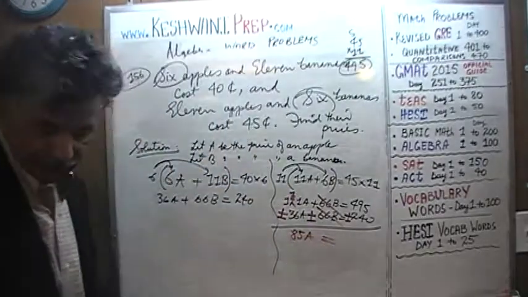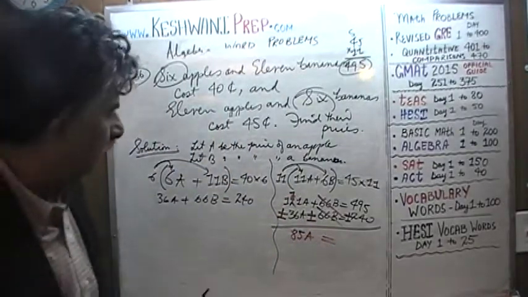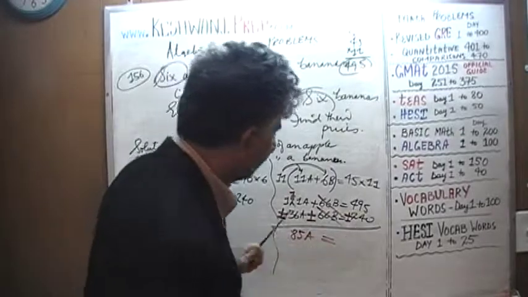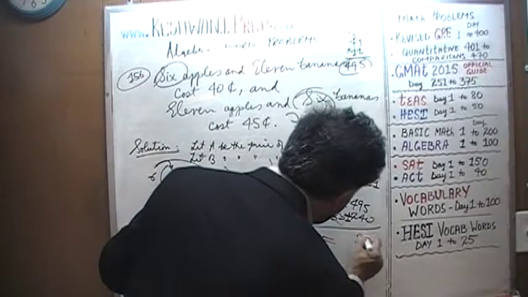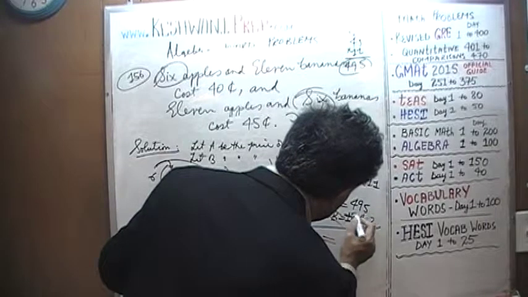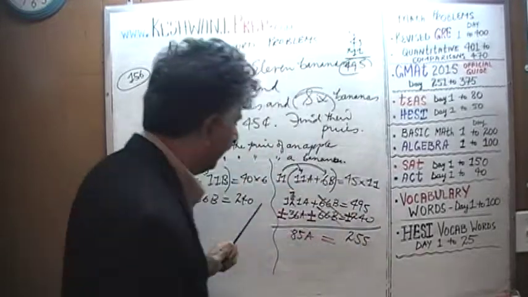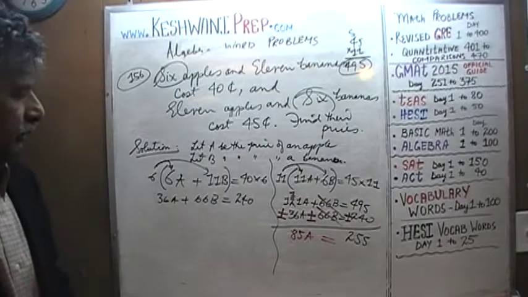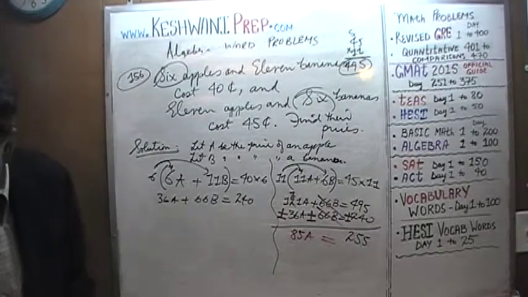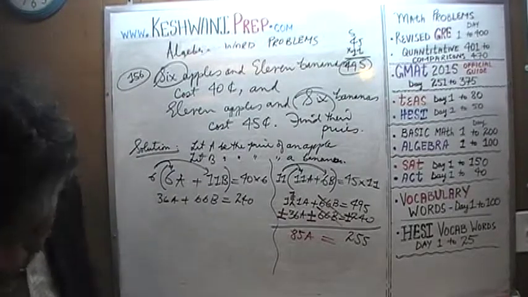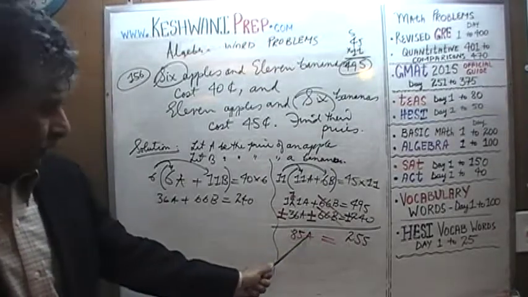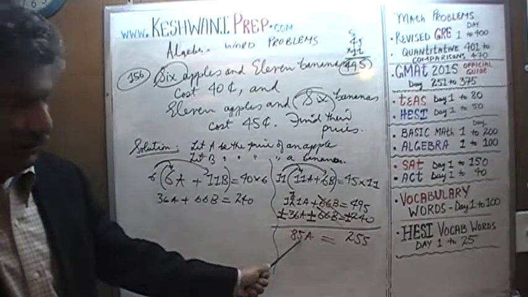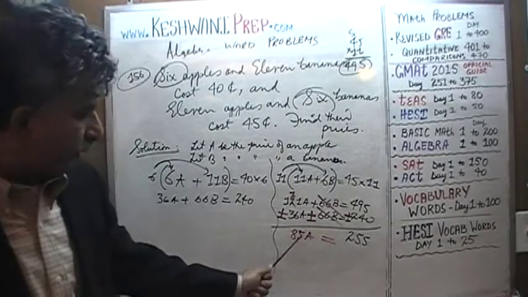85A would have to equal 495 minus 240, 5 minus 0 is 5, 9 minus 4 is 5, and 4 minus 2 is 2, 255. We get 255. How much do you suppose A is? Well, obviously, A would have to be 3, because 3 times 5 is 15, it ends in a 5 here, you see? How do we know it has to be 3?